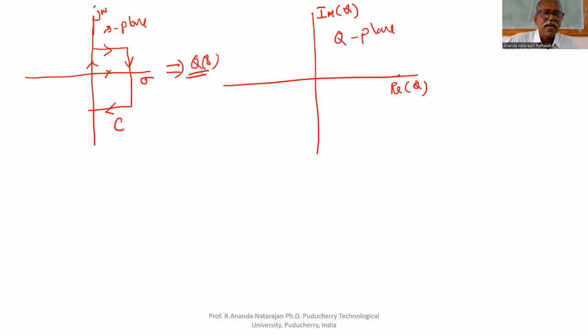Here, this Q of S has one pole, P1. I have selected a contour in such a way that it encloses P1. If you do the mapping on the Q plane, it means what? Select some points on this contour and substitute them in Q of S, and you will get some set of points. Those points plotted here will encircle the origin in the anti-clockwise direction, while the contour is taken in the clockwise direction. It encircles in the anti-clockwise direction.